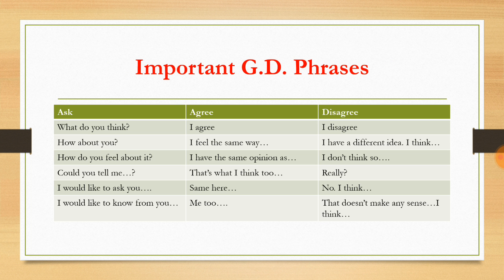Now, this is a very helpful slide for you. As I told you, communication skills are one of the prerequisites of group discussion. You have to begin with catchy, novel, very interesting and suitable phrases while playing a role in the group discussion. Here are three columns. One is ask, second is agree, and the last one is disagree.